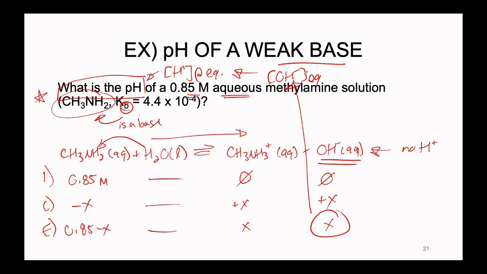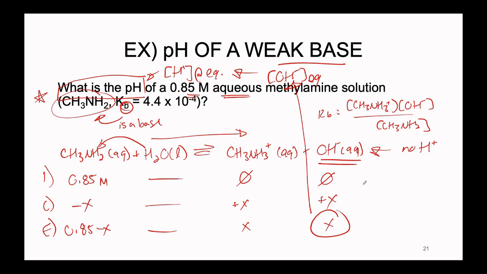All right, so let's set up to solve for our x. We have our equilibrium expression that we can set up since we have a Kb. Kb is going to be equal to the concentration of our CH3NH3+, all times the concentration of our OH-, all divided by the concentration of the CH3NH2.